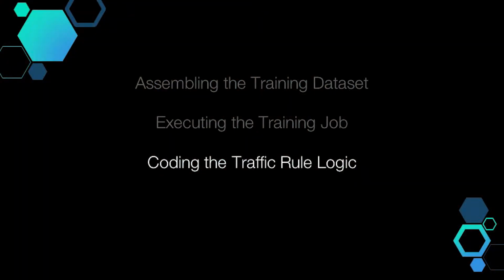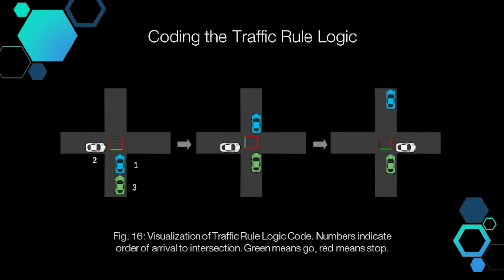And then the next step was actually coding the traffic rule logic. In order to do that, we used TensorFlow's default object detection program, and we created our own indexer algorithm for tracking the positions of the cars in the intersection.